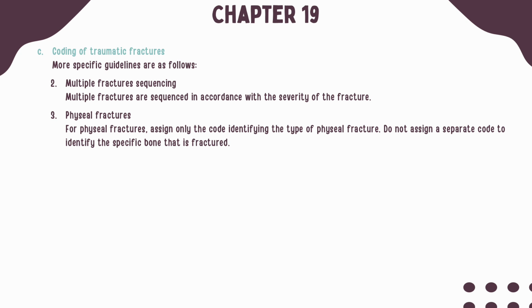As mentioned previously, multiple fractures should be sequenced according to the severity of those fractures. When a physeal fracture is present, you should only assign the code that identifies the type of physeal fracture. No additional codes will be needed to identify the specific bone that is fractured.